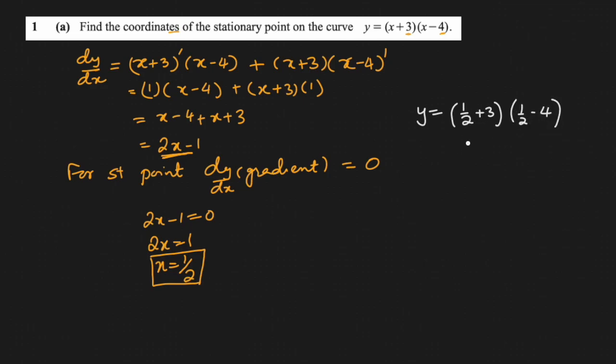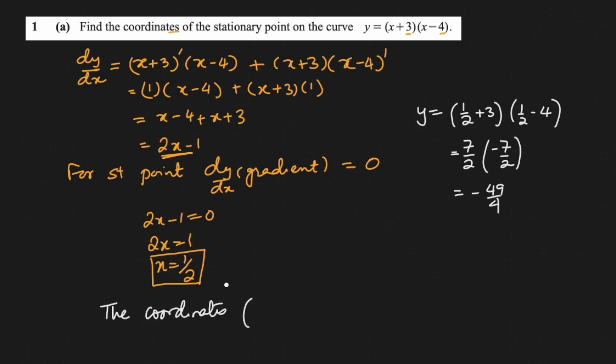So in place of x, I'm putting half plus 3 times half minus 4. So this will be 7 over 2, and this one will be minus 7 over 2. So the answer is minus 49 over 4. So the coordinates they were asking will be half and negative 49 over 4. This is the vertex or stationary point of this given quadratic function.